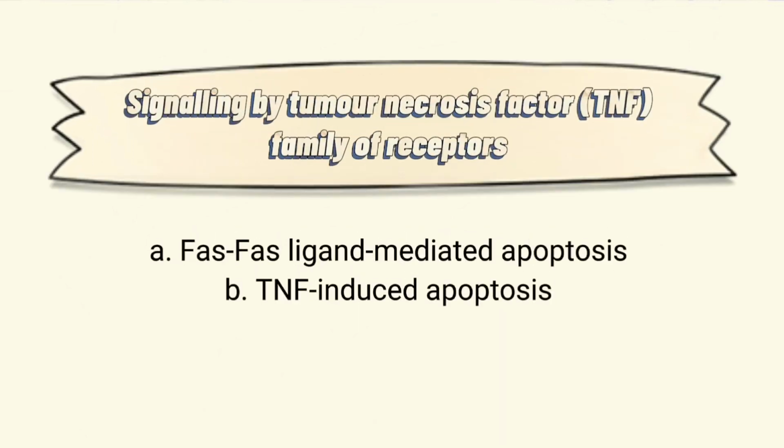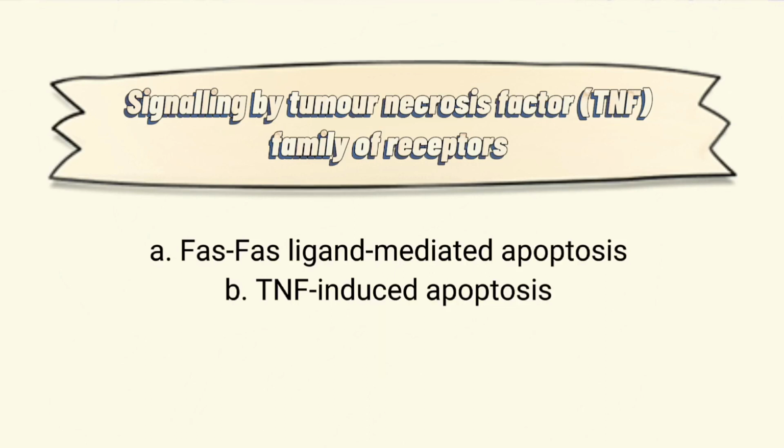Signaling by tumor necrosis factor or TNF family of receptors. Tumor necrosis factor is a cytokine or a small protein used by the immune system for cell signaling. As I've mentioned earlier, apoptosis is controlled or integrated by proteins. This is an example of that. The TNF-R family includes members that bind not only the important cytokine TNF but other significant ligands as well. Some initiate apoptosis, some cell proliferation, and others initiate both. A specific example of this is Fas ligand mediated apoptosis and TNF-induced apoptosis.